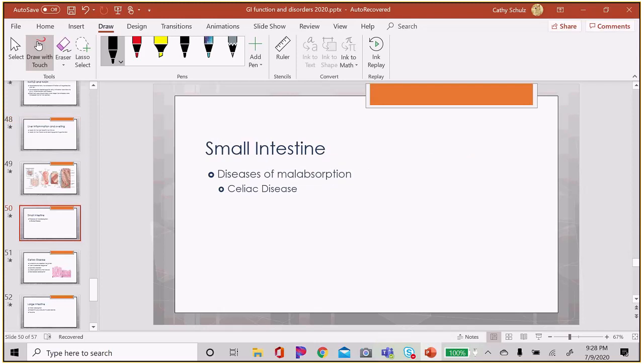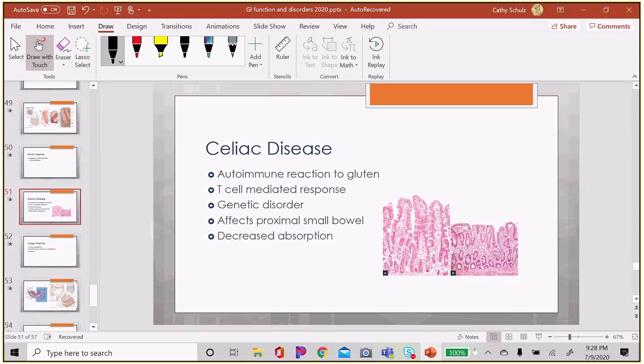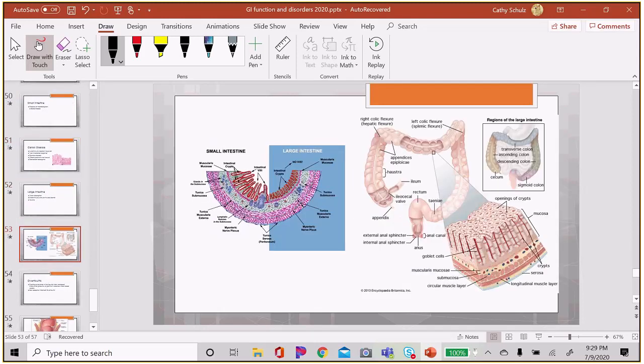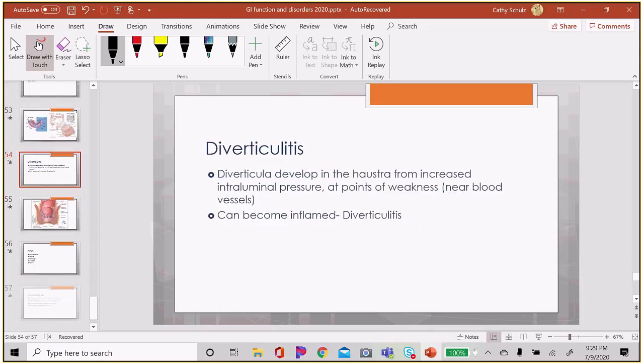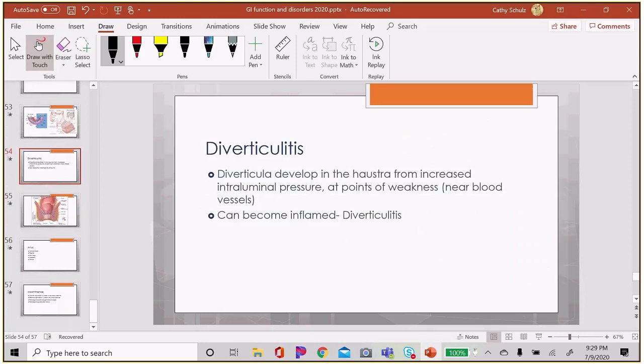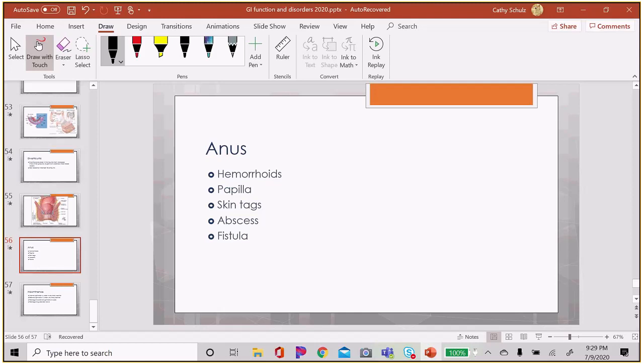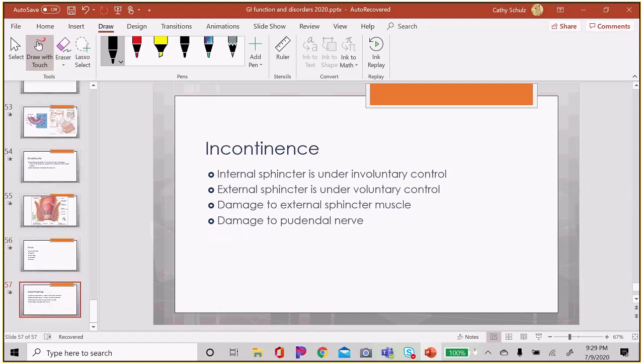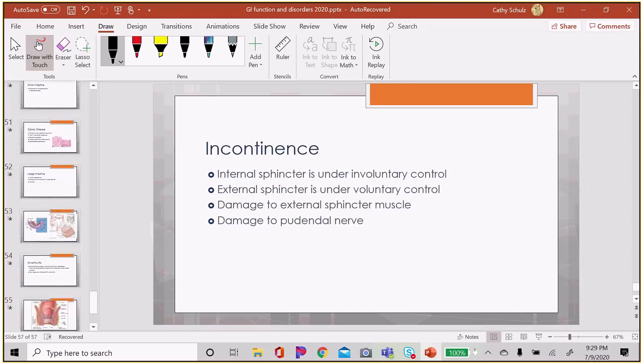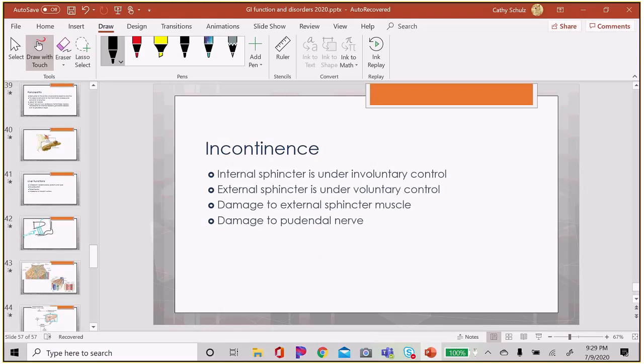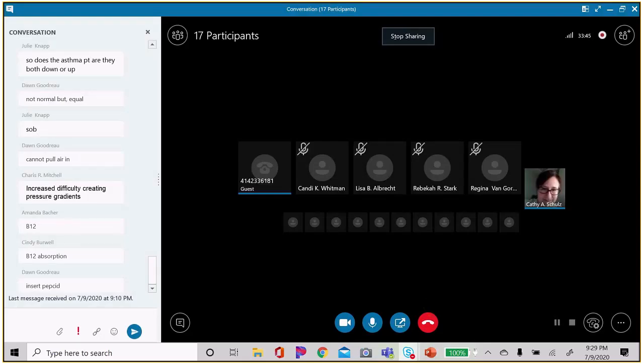Some of the other slides are talking about absorption issues in the small intestine, and then diverticulitis in the large intestine, and then discussion of anal pathology as well. So that'll be in the YouTube video. I will open up the case study and post those videos. And the remaining minute, does anyone have any questions?